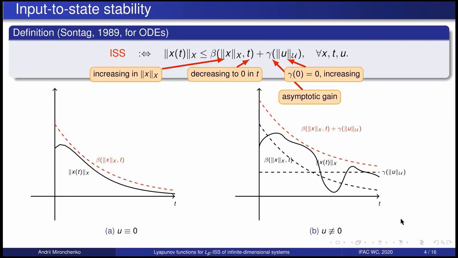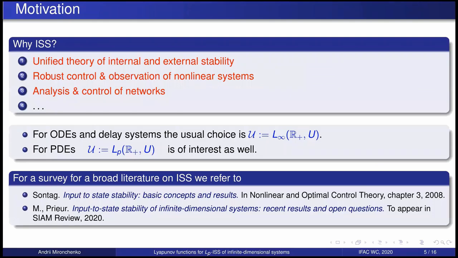If u is non-zero, then there is no guarantee that the solution will converge to zero. However, it will converge to the ball with the radius gamma of the norm of u, which means that every ISS system has some sort of input-to-output stability property. This feature, that ISS unifies the internal and external stability, has made ISS one of the leading frameworks for robust control and observation of nonlinear systems. It is also a basis for analysis and control of large-scale networks.